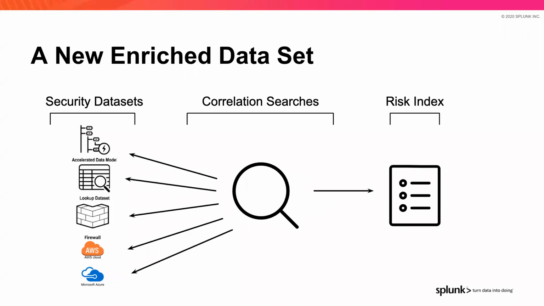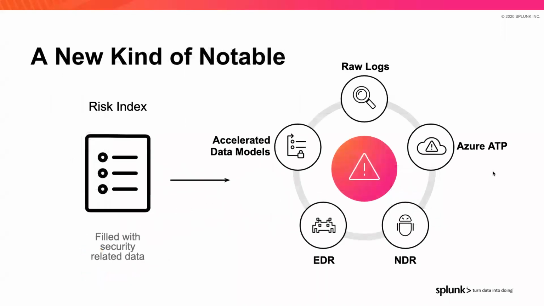Once we've done that, we pull from the common bucket to get a new kind of notable. This is a notable that has raw logs, vendor security alerts, endpoint alerts, all of it stitched together, ready to go for the analyst.